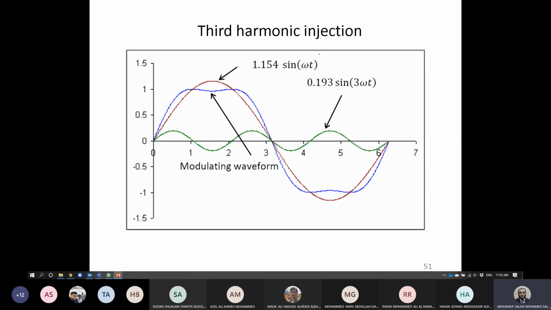So third harmonic injection pulse width modulation is a technique also used to increase the output voltage because the modulation index here became higher than 1, but at the same time it cannot be applied for a 4-wire system. It can be only applied to 3-wire star or delta connection.